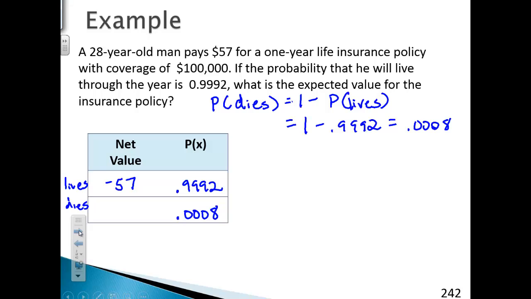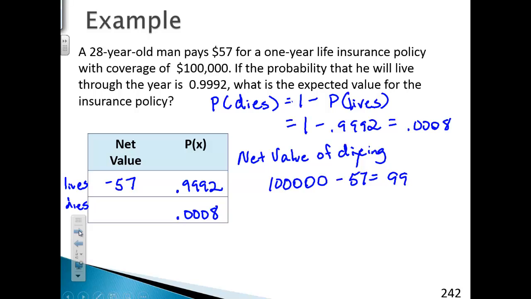We need to know the net value. So the net value of dying. I think that should be D-Y-N-G, dying. So that would be $100,000 minus 57. And that is 99,943. So our net value, 99,943. We've built our table now.